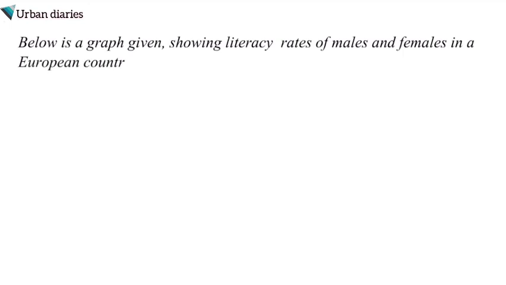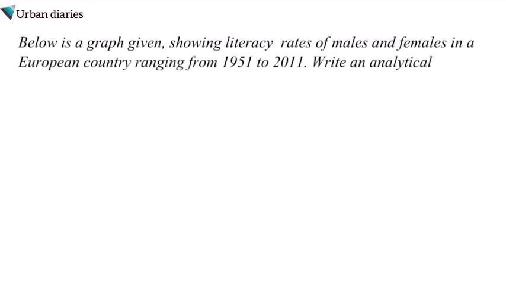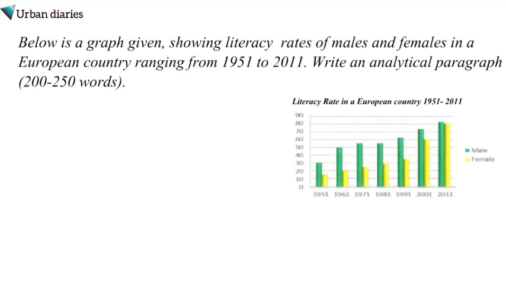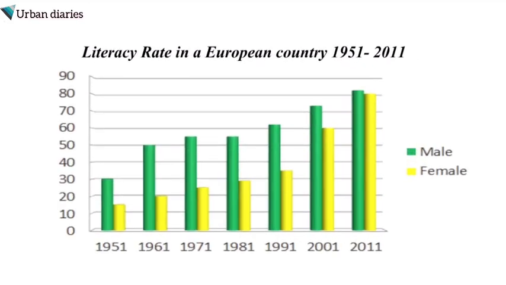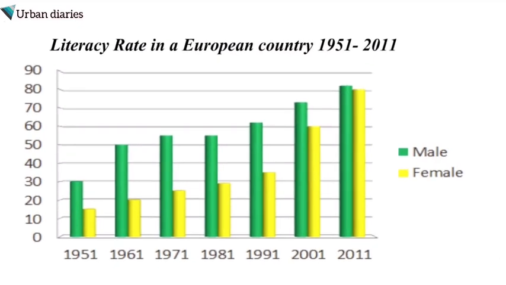Below is a graph given showing literacy rates of males and females in a European country ranging from 1951 to 2011. Write an analytical paragraph in about 200 to 250 words. And this is a bar graph given to you. Now the first step after reading the question and seeing a bar graph is not to start writing immediately. Hold on. Read the bar graph carefully and try to extract information from it. The key is to choose important information wisely, organize it well, state correct facts and summarize it properly.